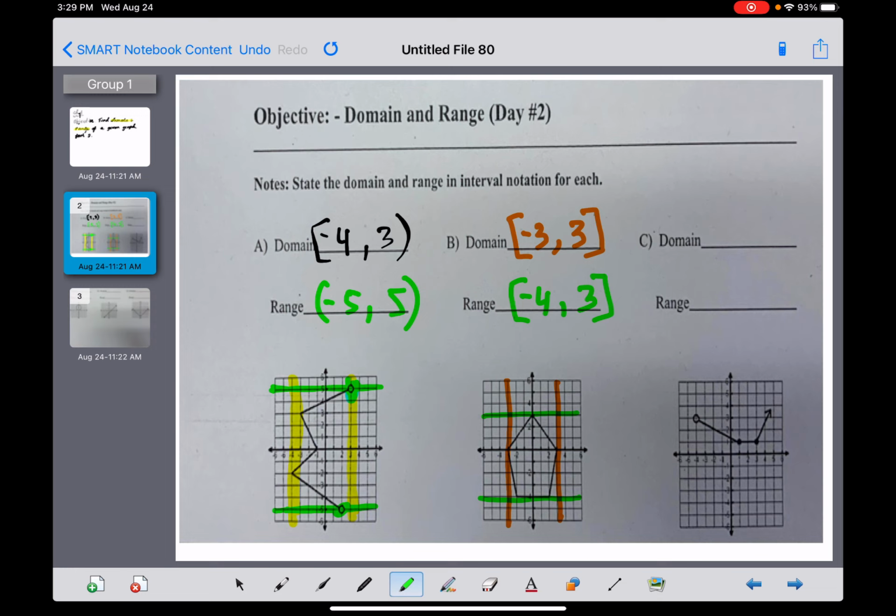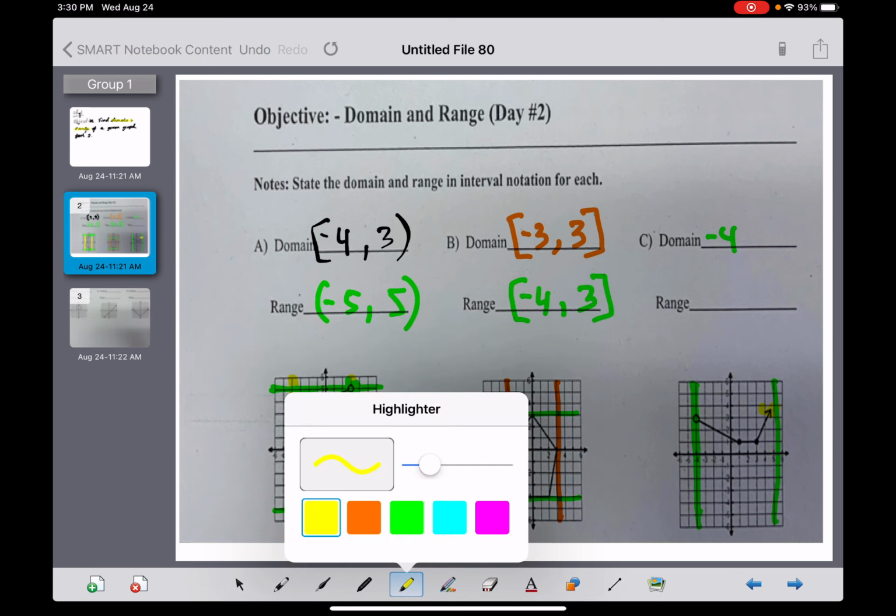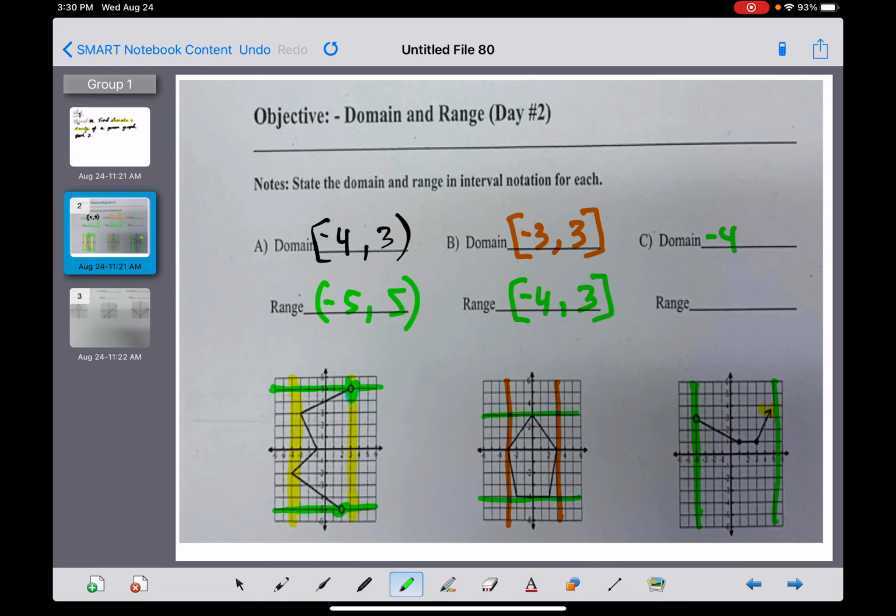Okay, number 3. We're going to do the same thing. Furthest to the left and furthest to the right. On the left-hand side, it starts at -4. On the right-hand side, if you look carefully, you'd say, oh, probably stops at 5, right? But it's not, because of this arrow right here. That means it keeps on going towards the right-hand side. It doesn't stop. So if you put 5, it's wrong, because it doesn't stop at 5. Since it doesn't stop, we say it's positive infinity, okay?